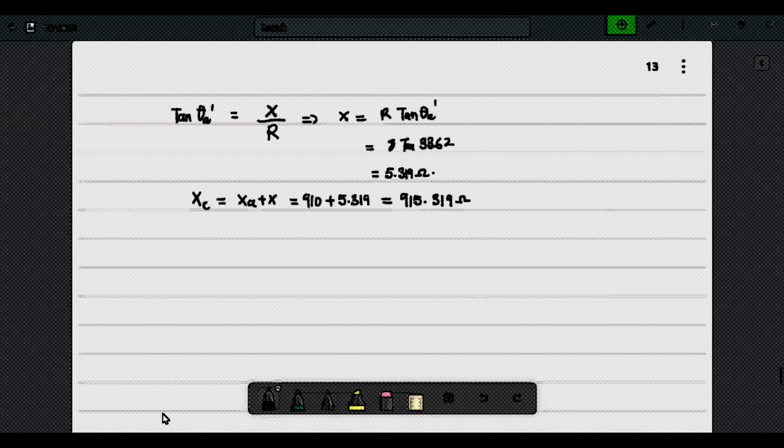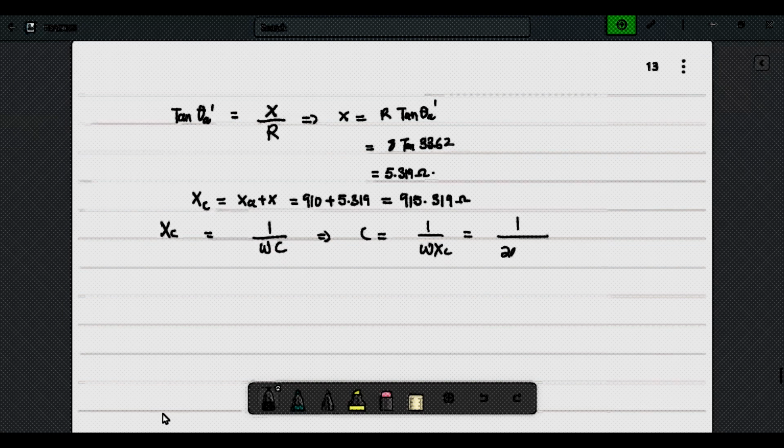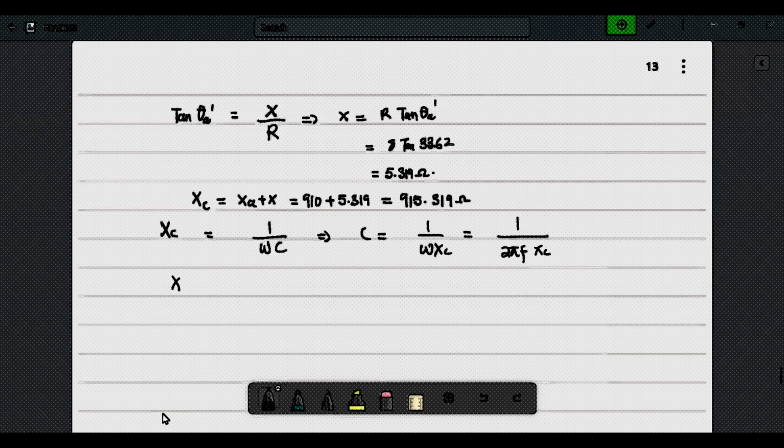So what's the next thing? We can now find the actual capacitance. The capacitive reactance is simply equal to 1 over j omega C. For now, let's forget about the j part, so this is 1 over omega C. We can find the value of the capacitor since we already have the capacitive reactance. So C is 1 over omega Xc, and omega is 2 pi f, so C is 1 over 2 pi f Xc. Let's substitute the values: 1 over 2 pi, the frequency is 50 hertz, and the capacitive reactance we found is 15.319.